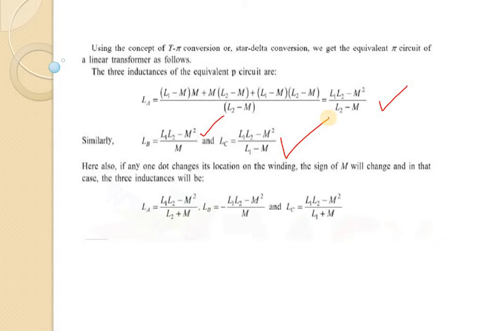Here also, if any dot changes its location on the winding, the sign of M will change and hence the inductance's value will also change. That we have already studied in our previous lecture: when the dot positions change, the direction of current or the sign of the mutually induced EMF changes from positive to negative.